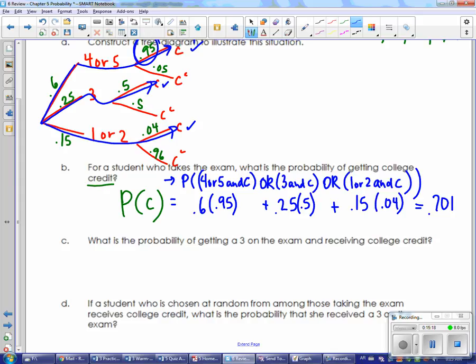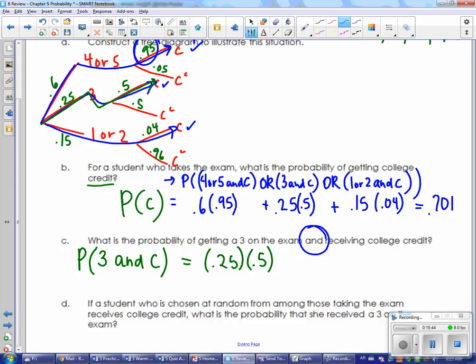In letter C, it says, what is the probability of getting a 3 on the exam and receiving college credit? So make sure you understand what the question is asking. This is an "and." What's the probability of getting a 3 and getting college credit? So this is just one path, right? I got a 3 and then I got college credit. So this is simply 0.25 times 0.5, and that's going to be, did I do this right? Yeah, so that's going to be 0.125.